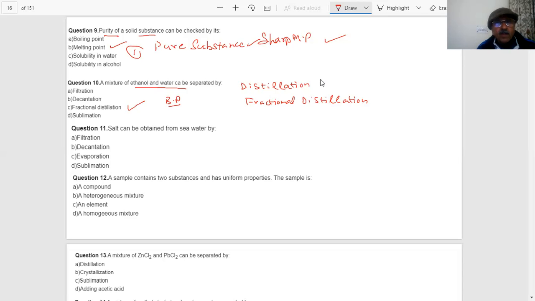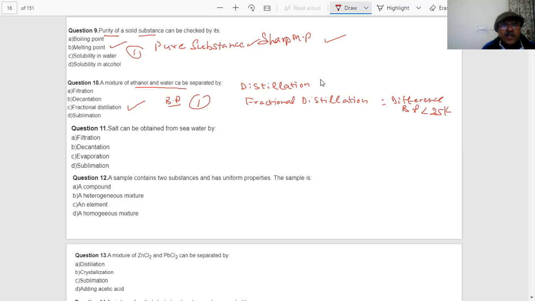What is the range of the temperatures given in the book, student? If that difference in boiling points is less than 25 K, then what do we use? Fractional distillation. So this is also the right answer given by Anya. The answer is absolutely right. Next question on the screen, students.